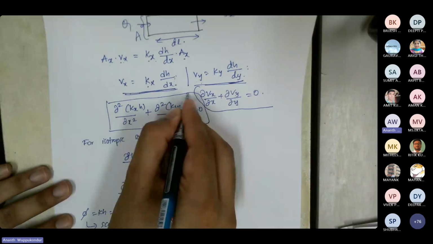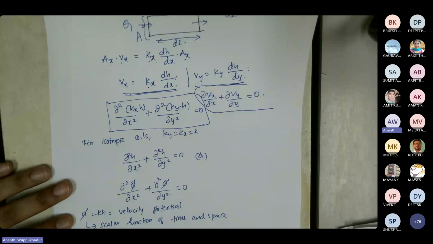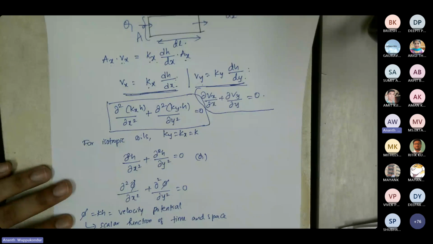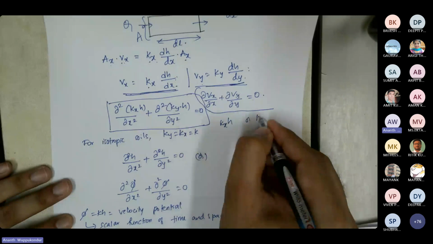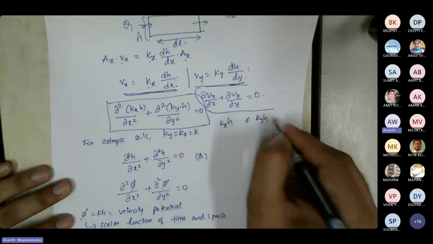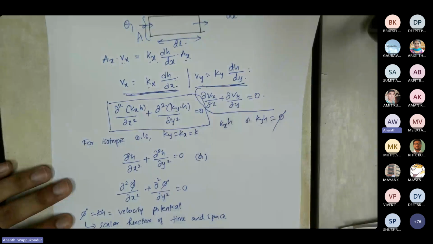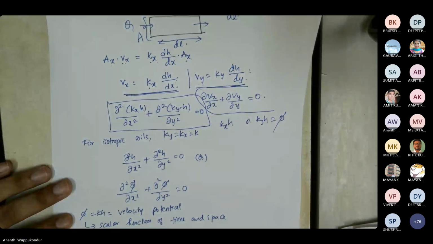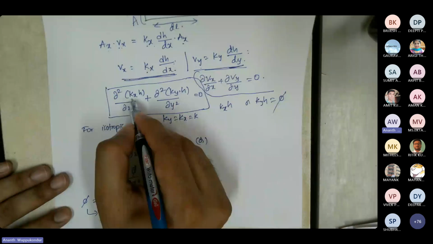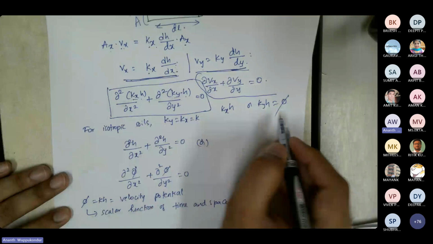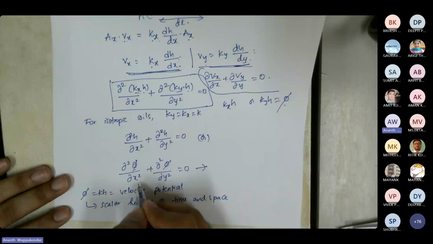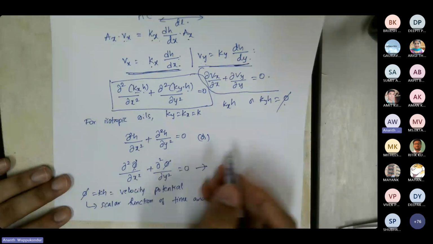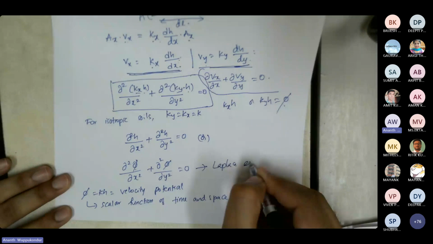Which is ∂²kxh/∂x² + ∂²kyh/∂y² = 0. And kxh or kyh can be replaced by the velocity potential. So if you replace kxh and kyh by the velocity potential, then what you get is the Laplace equation, which is ∂²φ/∂x² + ∂²φ/∂y² = 0. So this is the Laplace equation for two-dimensional flows.